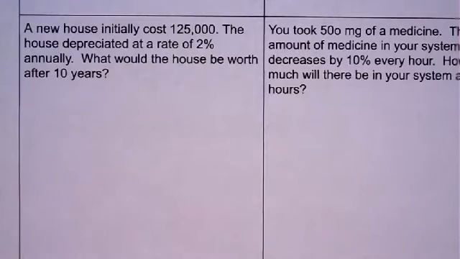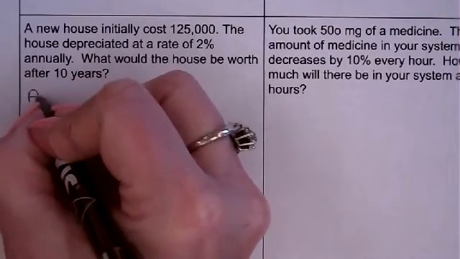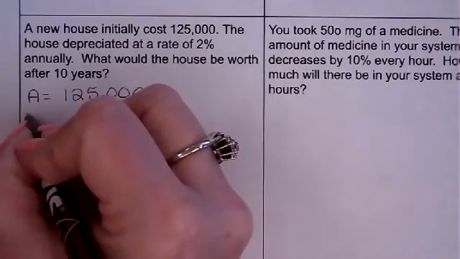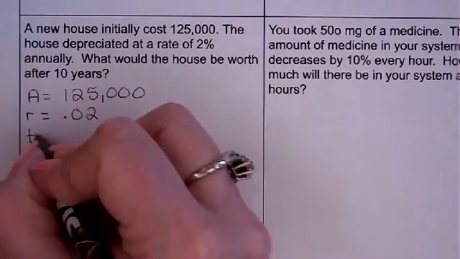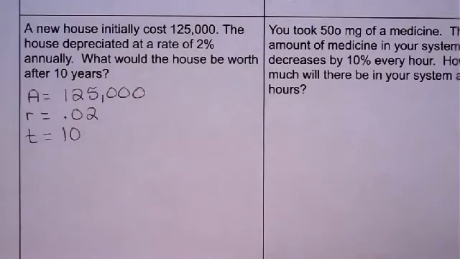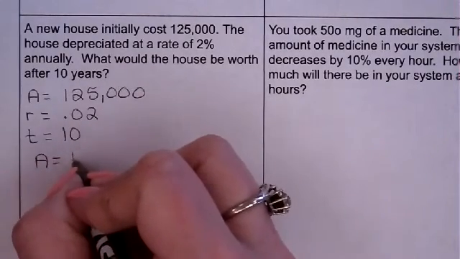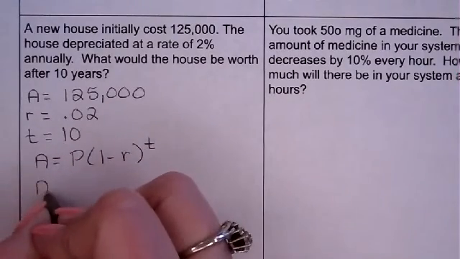Example 3, a new house initially cost $125,000. The house depreciated at a rate of 2% annually. What would the house be worth after 10 years? So again, my A, my principal, is $125,000. My R is 2% or 0.02. And my T is 10 because it's asking for the value of the house after 10 years. Now let's write down our formula. A equals P parentheses 1 minus R, all raised to the T power.